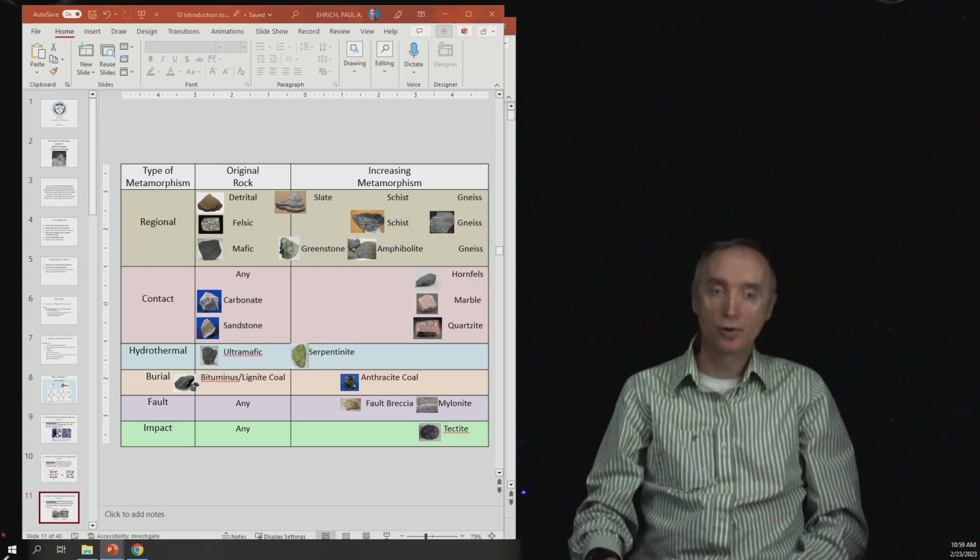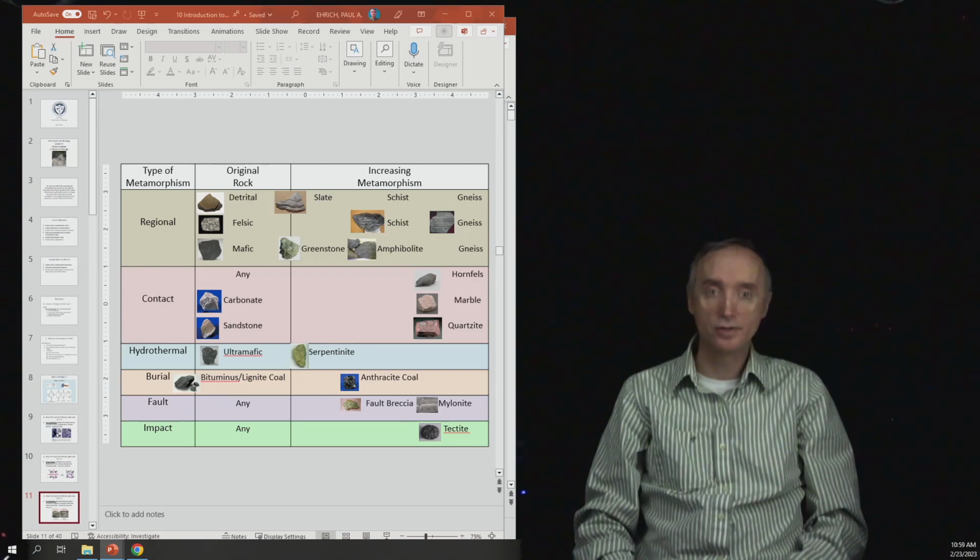Okay, so let's take a break, and when we come back, we're going to go through each of these different categories in turn.